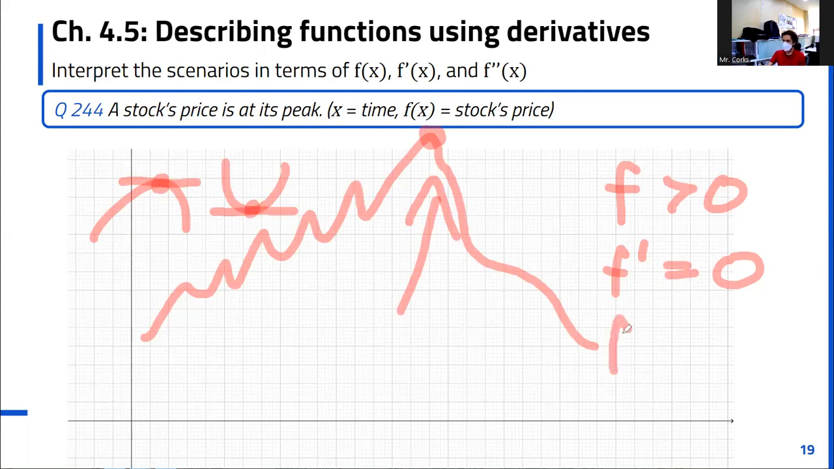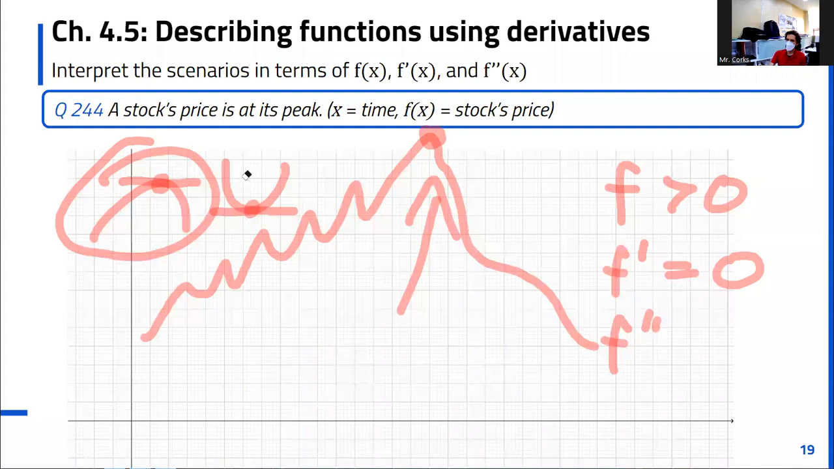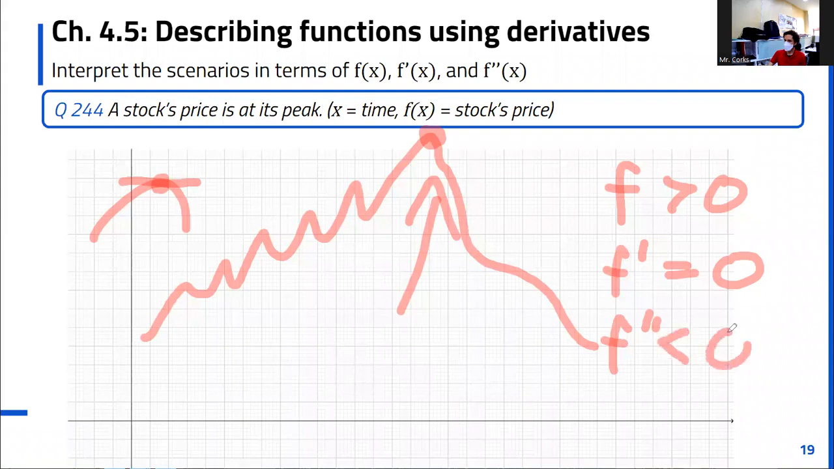Second derivative: at maximum points, we are curving down. We have a concave down pattern. That's the only way that we can get a maximum point. So if we have concave down, that means negative values for the second derivative there.